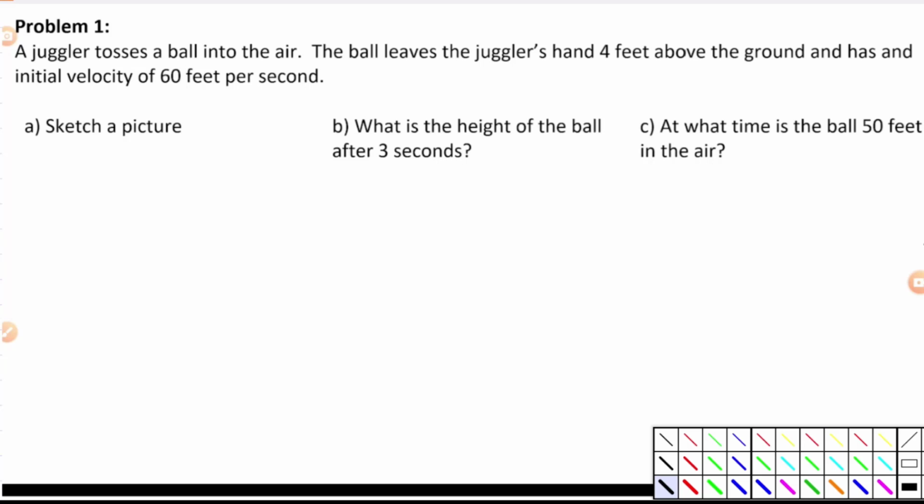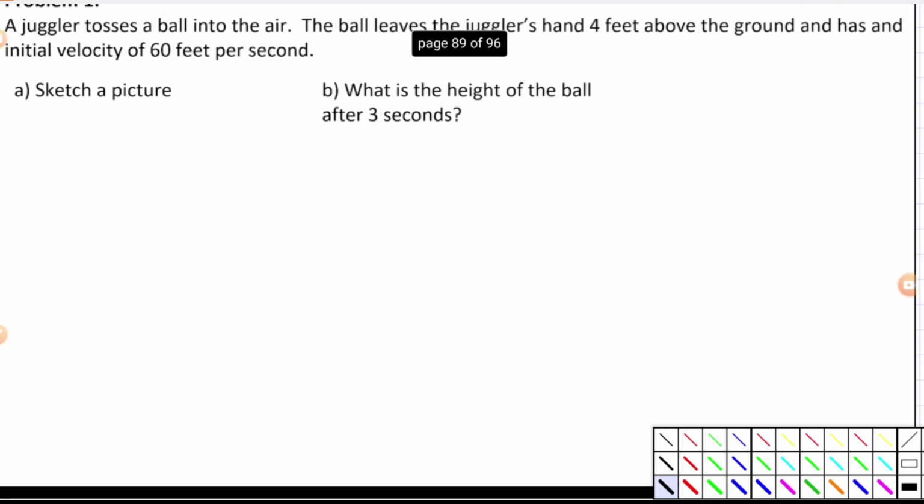Let's do part A first, sketch a picture. Well, I could sketch a picture. That's not going to be too bad. Let me go to the next page, though, so that way I have more room when I start solving. So let's sketch a picture. So here we go. Again, I'm not a great artist, but I will make my juggler. He's going to throw a ball, and it's going to go up in the air, and then eventually it'll come back down. Okay, so there's my juggler.